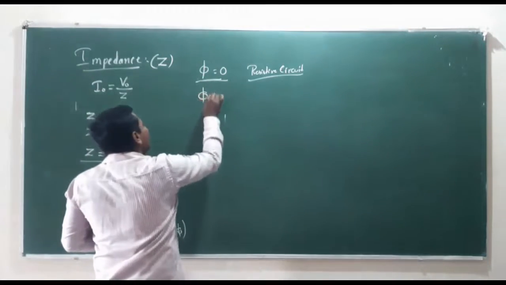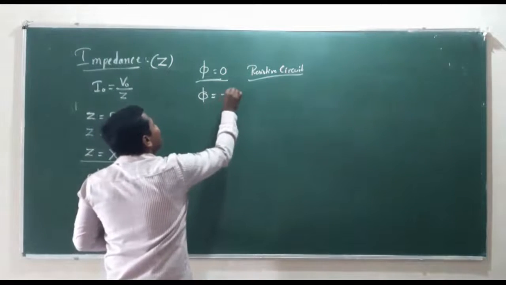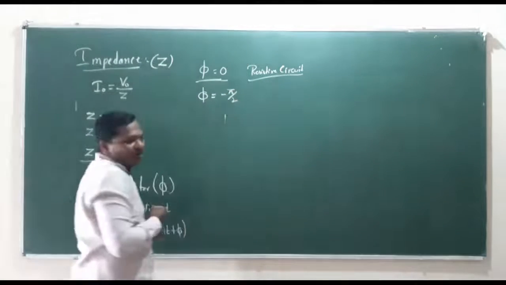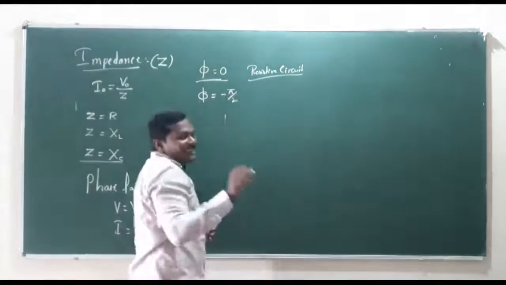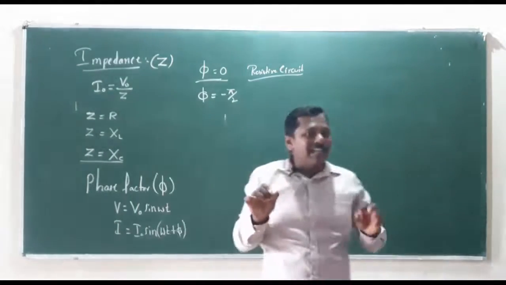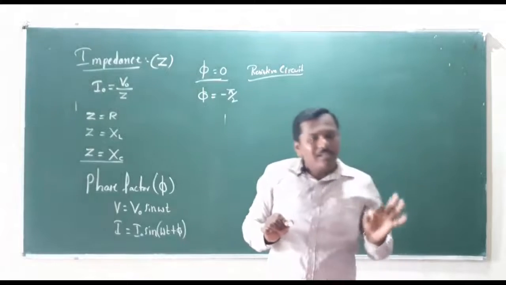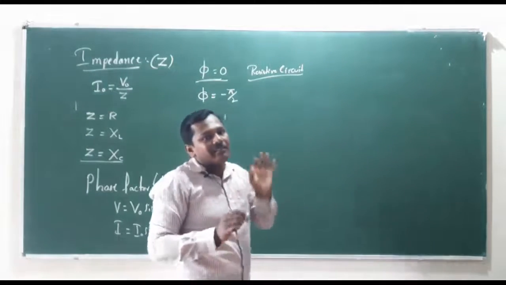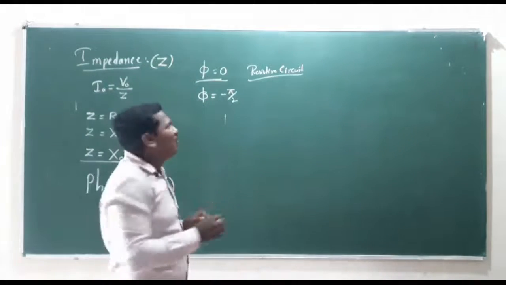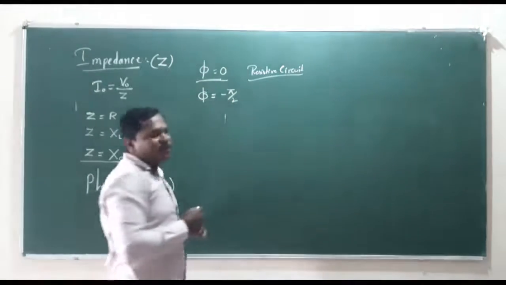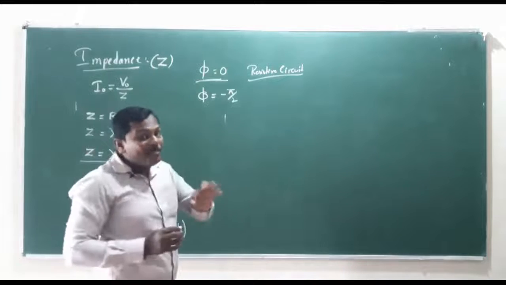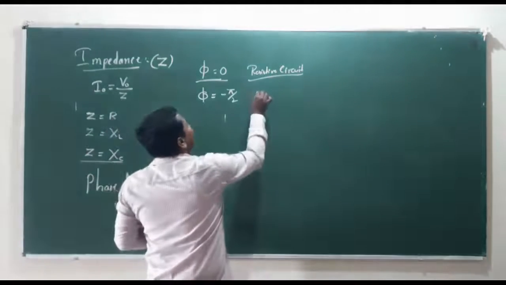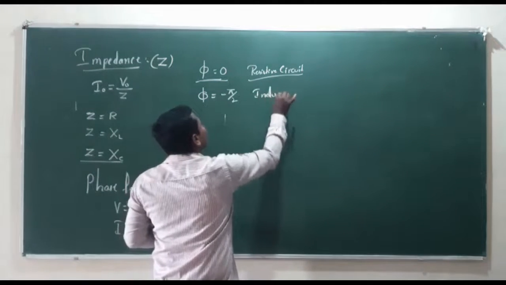If we consider φ equal to minus π by 2, this is for a purely inductive circuit. We discussed in the last video that when an alternating voltage is applied across an inductor, the phase difference is minus π by 2, because the current lags behind the voltage by π by 2 there.